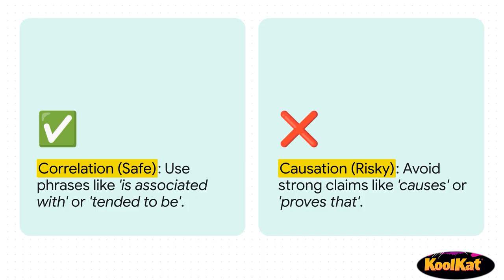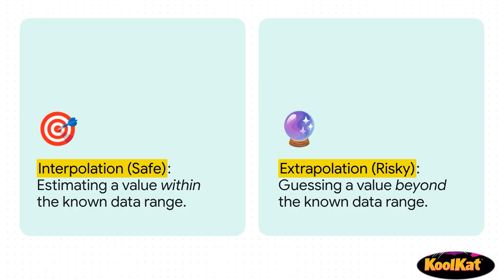The classic example is ice cream sales and shark attacks. They both go up in the summer, right? But eating more ice cream doesn't cause shark attacks. There's a hidden factor, the hot weather, that's causing both. So on the test, always stick with safe words like "is associated with," and run away from risky words like "causes" or "proves."